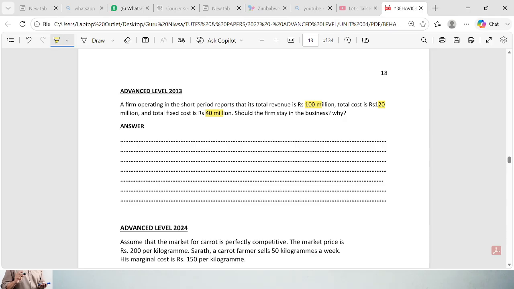What is your answer? It should stay in the business. Why? Because total cost is 120 and fixed cost is 40 million, so the variable cost is 80 million. That means revenue is still greater than the variable cost, so the firm should stay in the business. Are you clear? Did you get the point?